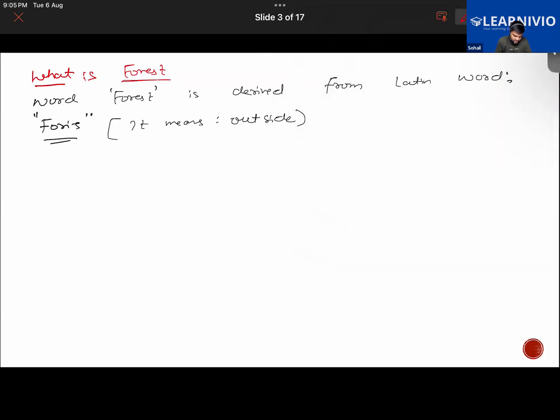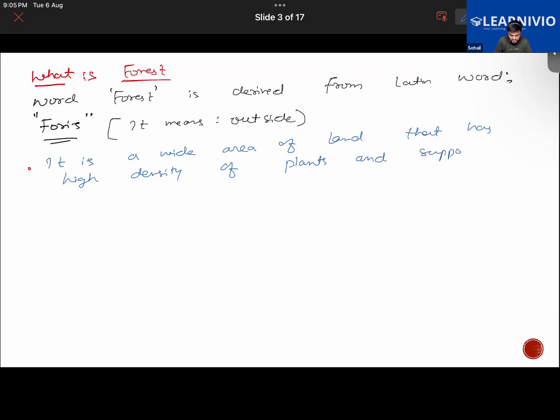Furthermore, we are going to define it in this manner. It is a wide area of land that has a high density of plants, and we can say it in this manner, having a high density of plants and serving as a home to a wide variety of living things, to a wide variety of living things.